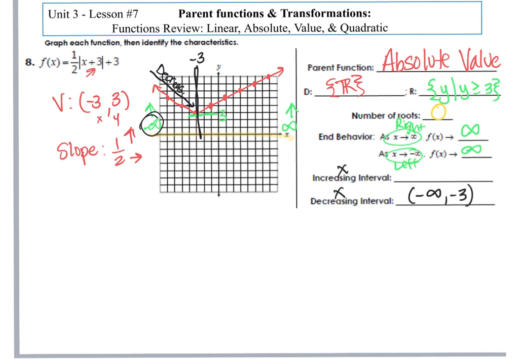After the vertex, we turn, called a turning point for a reason, and we start going up to the right forever, which is positive infinity. So from -3 for x to positive infinity for x, we are always having a positive slope.